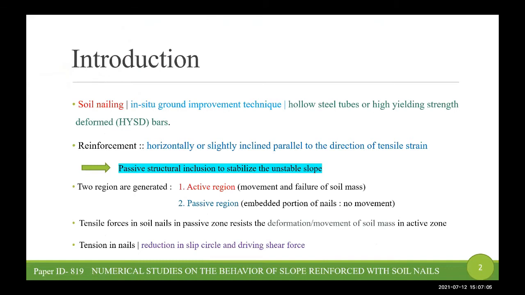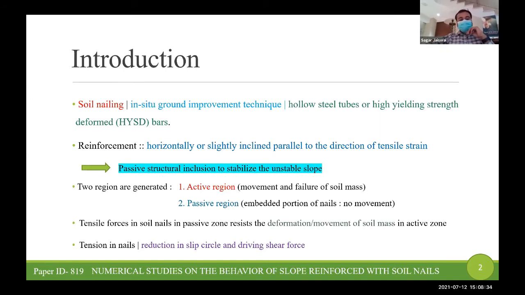What is soil nailing actually? Soil nailing is a technique in which we provide in situ hollow steel tubes or high-strength HYSD bars to improve the factor of safety of the soil slope. It is an in situ ground improvement technique, basically a kind of reinforcement. It can be performed in two ways, horizontally or slightly inclined, reducing the tensile strain that is produced in the soil slope during failure. This is a kind of passive structural inclusion to stabilize the slope.